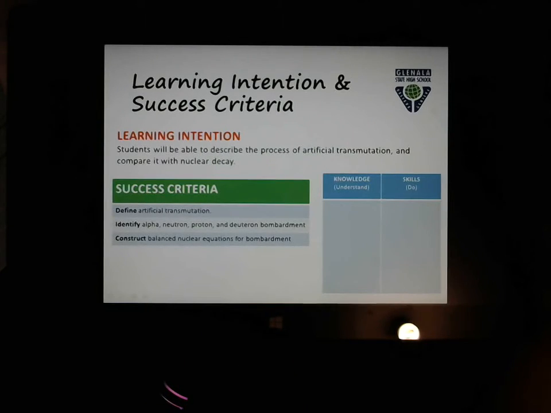Here is your learning intention and success criteria. Please pause the video and complete the knowledge and skills table.